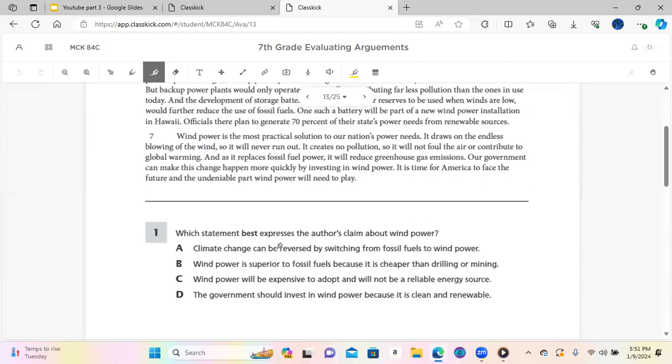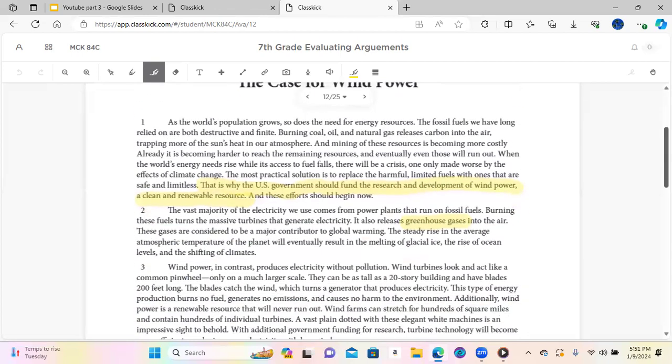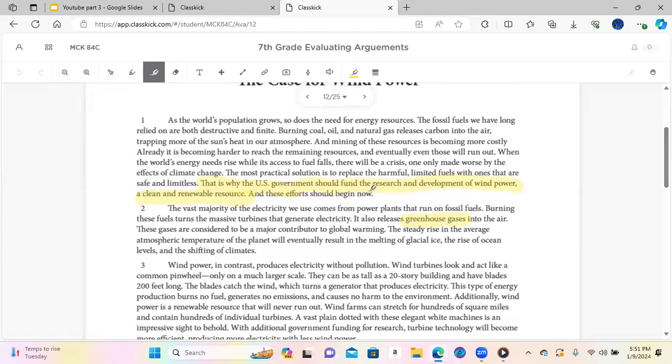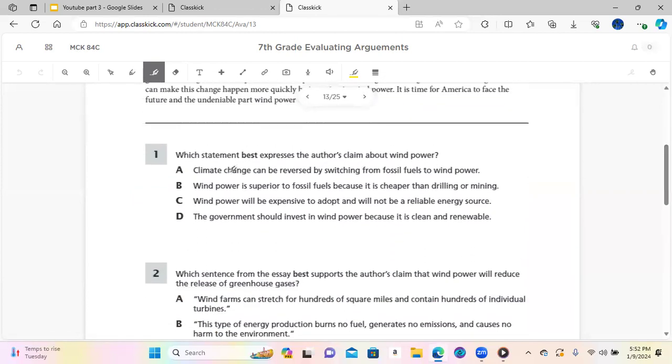All right, so what statement best expresses the author's claim about wind power? What is the author's claim about wind power? So remember, we had highlighted a section that says the US government should fund the research and development of wind power, a clean and renewable resource. This looks like a claim that the author is making. So let's see. All right, let us check out the responses, and we're going to use a process of elimination.